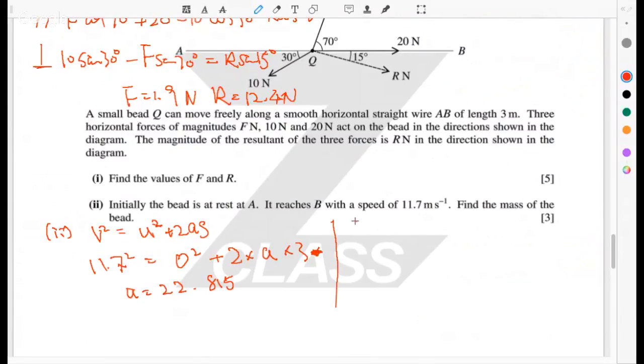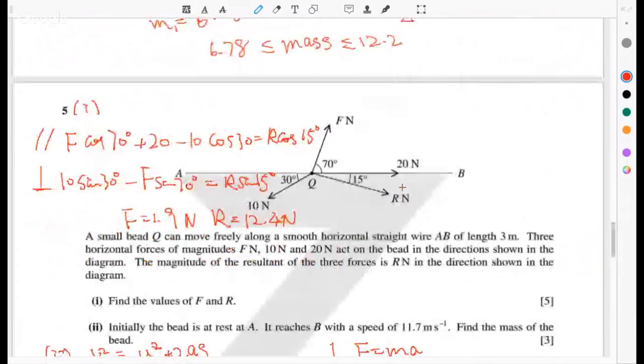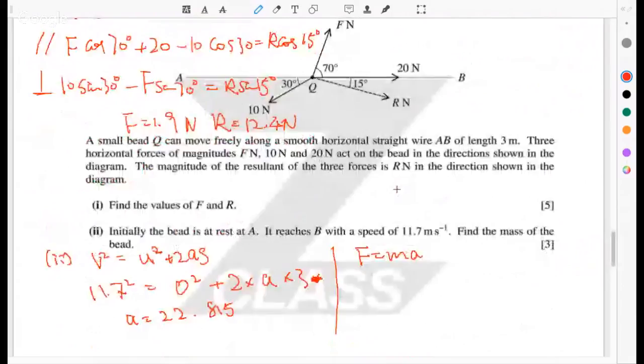So we now use again F equals ma, but we need to take extra care because only the force acting in the direction of travel is going to have effect in this equation, which means it's the component of R parallel to the line AB. So R cos 15 would be equal to m times the acceleration. And plug the value of R in, we'll get m equals 2.6.